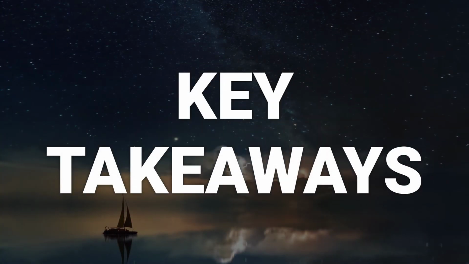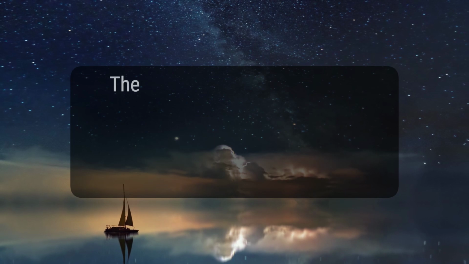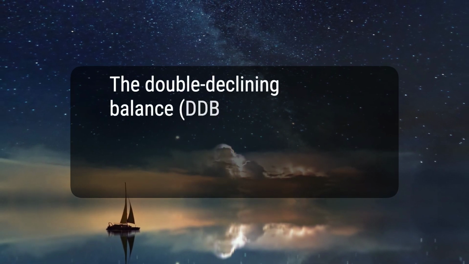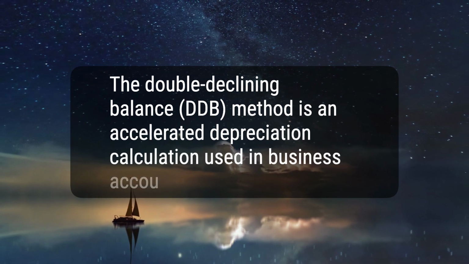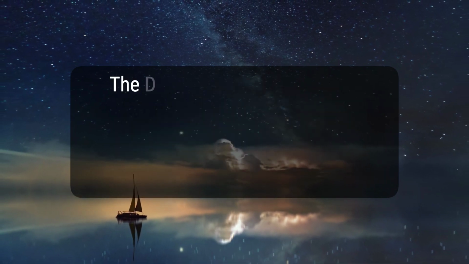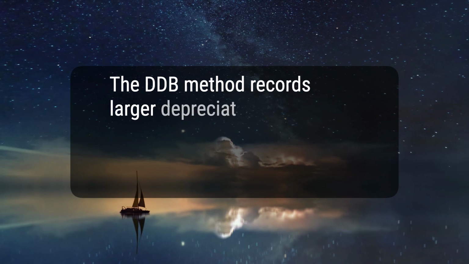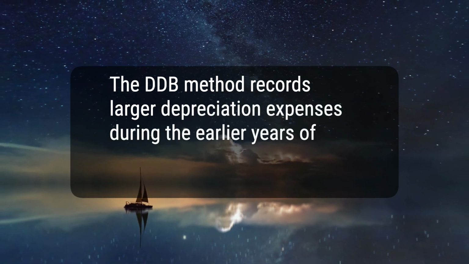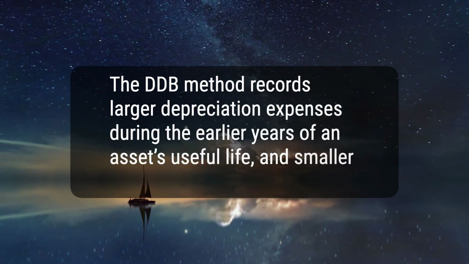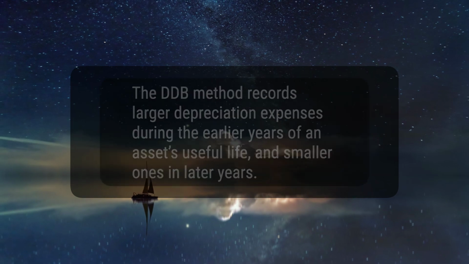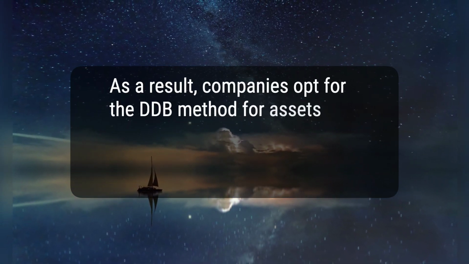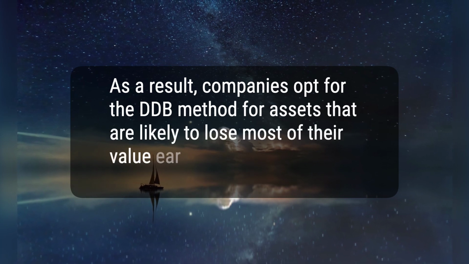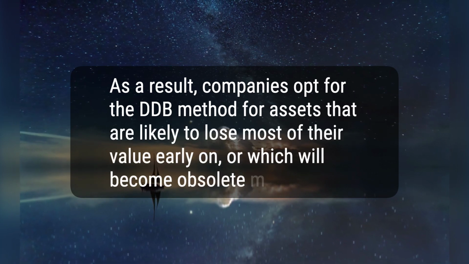Here are 3 key takeaways. 1. The double declining balance, DDB, method is an accelerated depreciation calculation used in business accounting. 2. The DDB method records larger depreciation expenses during the earlier years of an asset's useful life, and smaller ones in later years. 3. As a result, companies opt for the DDB method for assets that are likely to lose most of their value early on, or which will become obsolete more quickly.